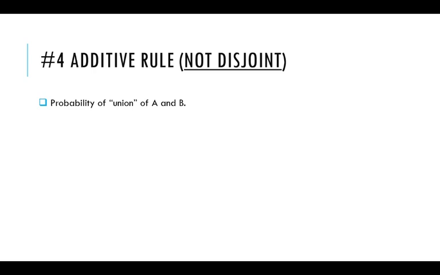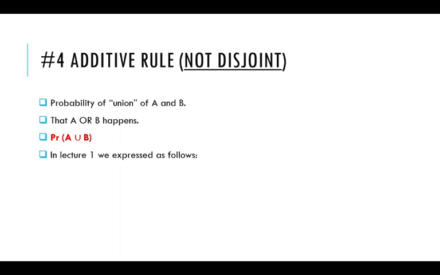All right. So we're asking here in this case, what's the probability of the union of A and B? In other words, that A or B happens, and we've got our notation, right? So the probability that A or B happens. Now, if you remember in the first lecture, we expressed it like this, right?